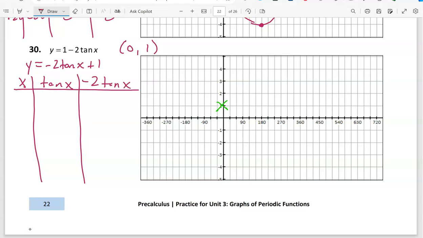Our values are a little bit different for the input for tangent. They are -90, -45, 0, +45, and 90. And their tangent values are undefined, -1, 0, 1, and undefined. Multiplying each by -2.